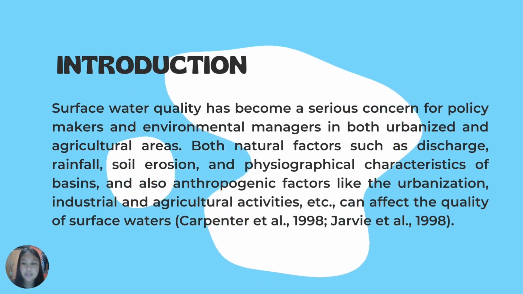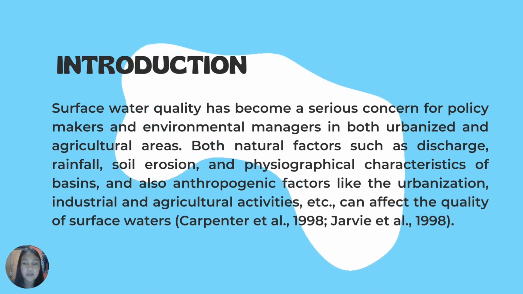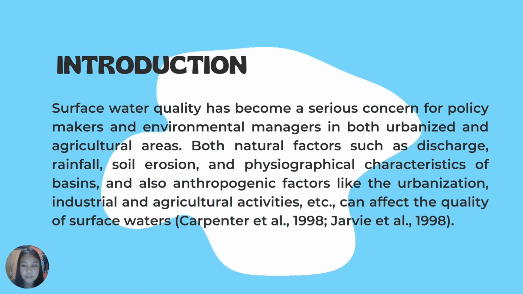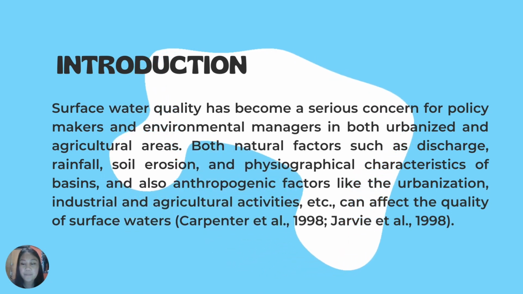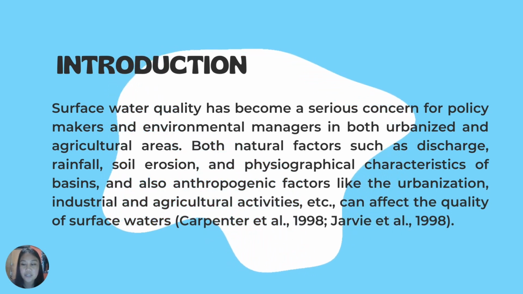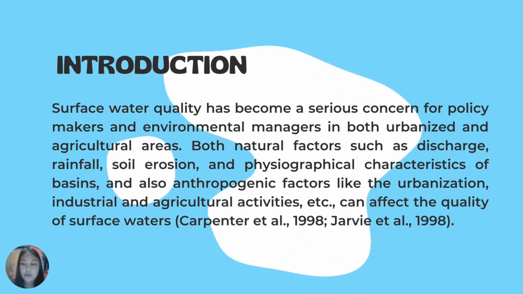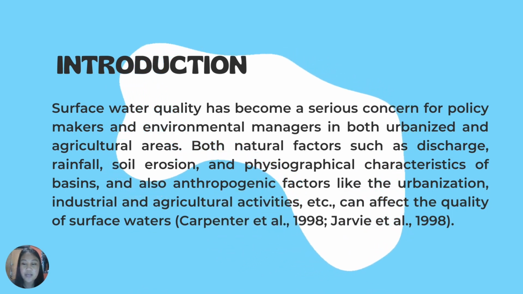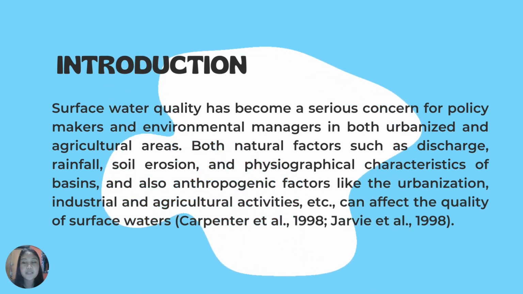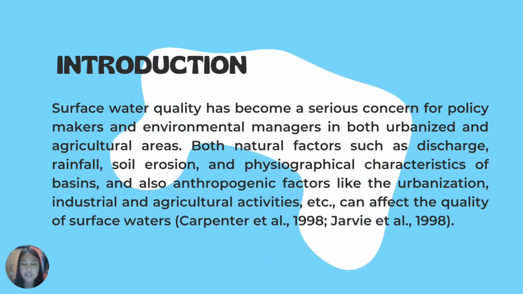Policymakers and environmental managers in urban and rural communities are now very concerned about the quality of surface water. The quality of surface waters can be impacted by a variety of factors including natural discharge, rainfall, soil erosion, and basin physiography, as well as anthropogenic ones like urbanization, industrial, and agricultural operations.